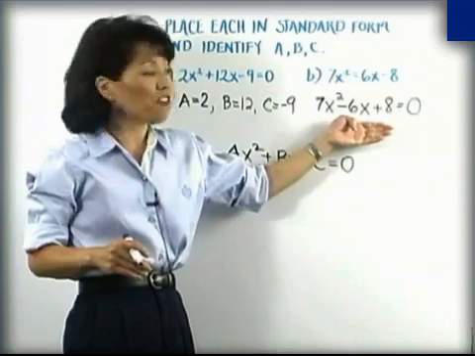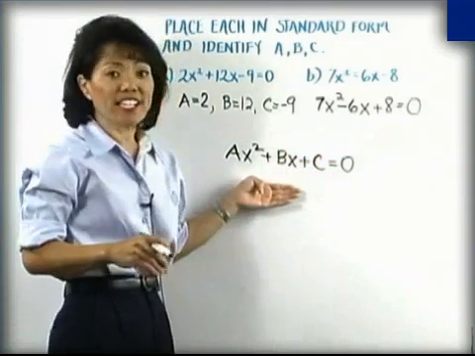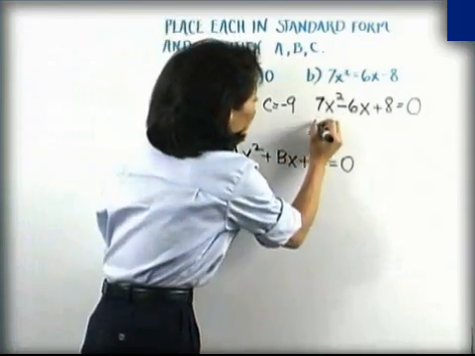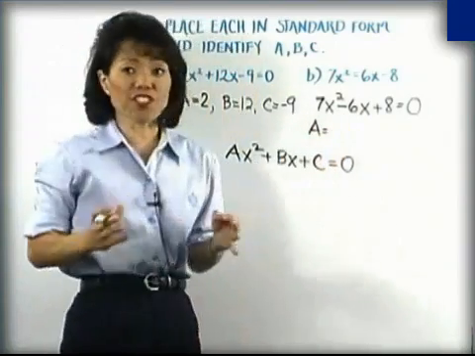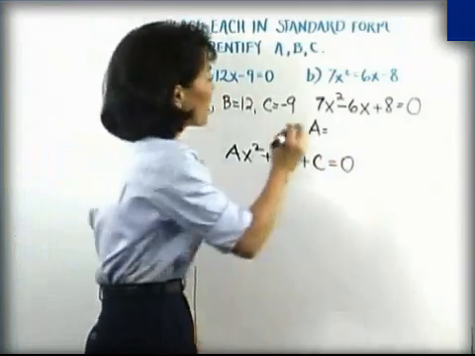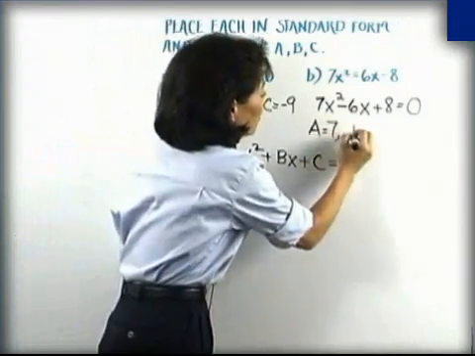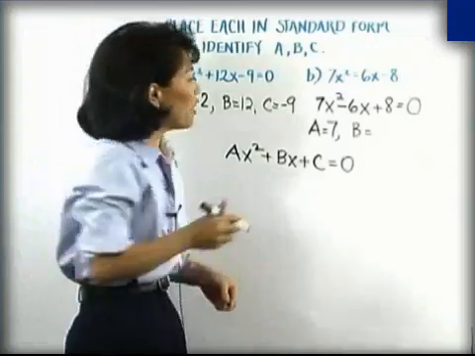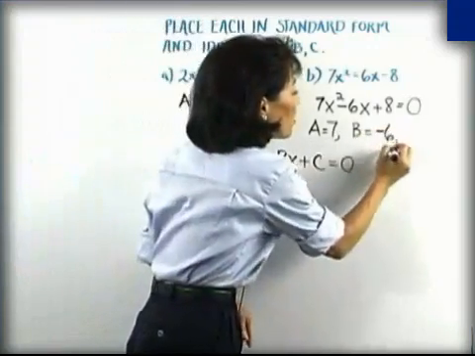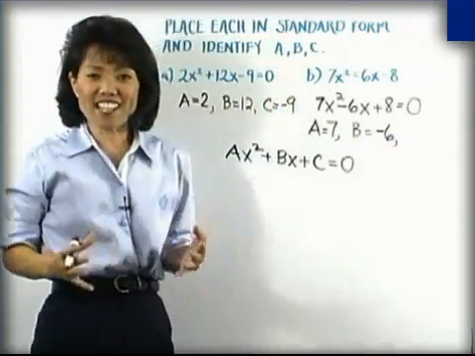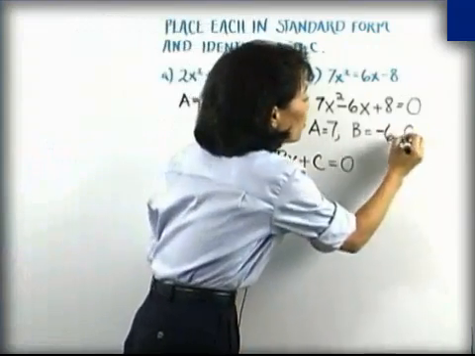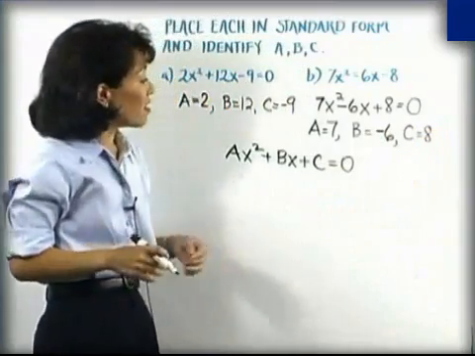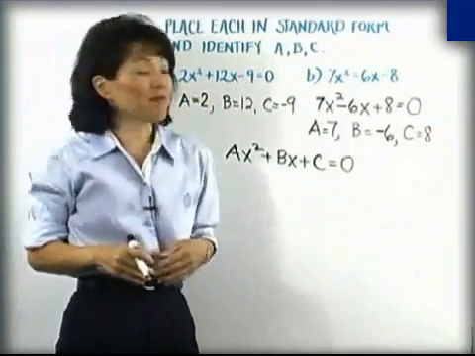Once we have standard form, it's very easy to identify the values of A, B, and C. A is equal to the coefficient of the x squared term. In this case, we have 7. B is the coefficient of the linear term, which happens to be -6. And finally, C is just the constant term, or the number there all by itself. So in this case, C is equal to 8.